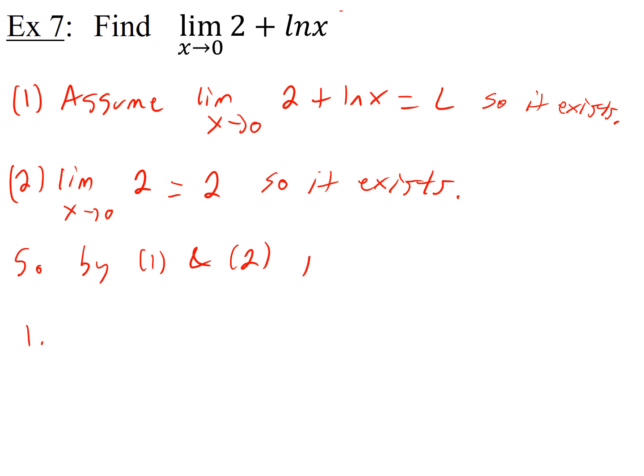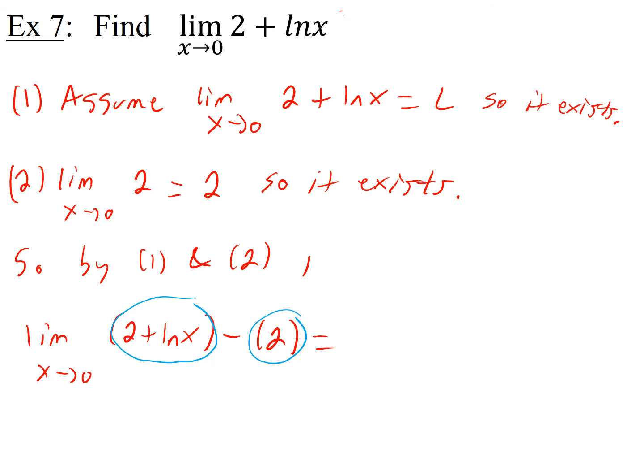So the limit as x goes to 0 of 2 plus natural log x minus 2. I'm subtracting them. The limit law says, since the limit of this exists and the limit of this exists, I can put the limit next to each one when you're subtracting. So it becomes the limit as x goes to 0 of 2 plus natural log x minus the limit as x goes to 0 of 2. The first limit is L, the second limit is 2. So this limit is L minus 2. That's a number, so it exists.